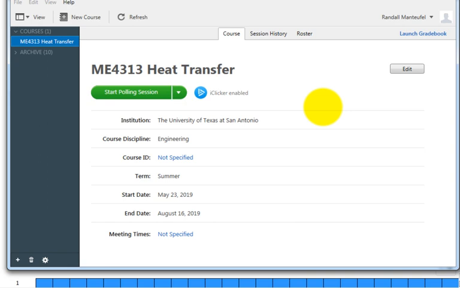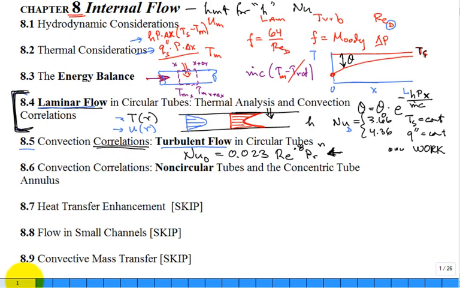All right, now let's take a look at this section. What do you think? Convection correlations, it's going to be for non-circular tubes. This always throws people off. Sometimes they'll say non-circular pipe or whatever. You know, what are they talking about?